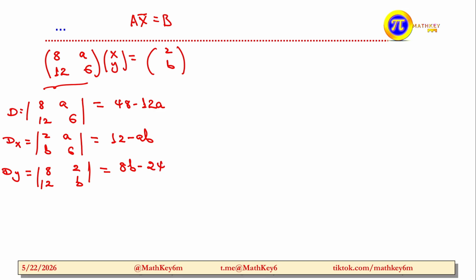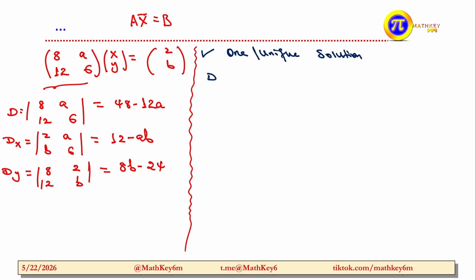In this case, you have to consider cases to have a unique solution, no solution and infinitely many solutions. To have a unique solution, the determinant, that is the coefficient matrix D, must be different from 0, which shows that 48 minus 12a is different from what? 0.